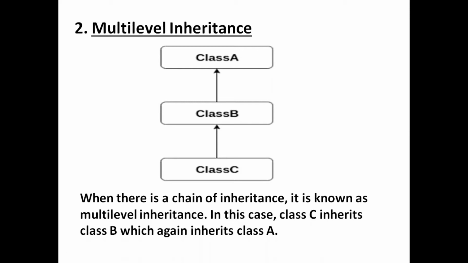So in this, a class C inherits class B, which further inherits class A. So there are more than one level. That is why it is known as multi-level inheritance. So the definition is when there is a chain of inheritance, it is known as multi-level inheritance. And in this case, class C inherits class B, which again inherits class A. That means class C contains all the features of class B as well as class A.